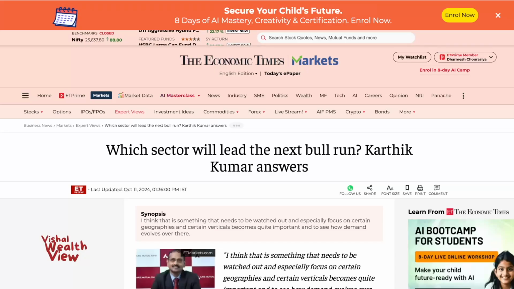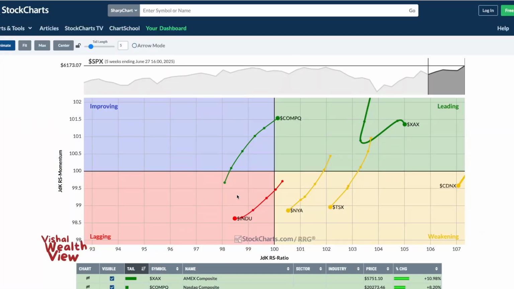In today's episode, we are going to take a look at the relative rotation graph and how to use it to understand which sector will be the next bull run. And we'll see how RRG has been performing for Indian stocks in the last 1 year. So without wasting much time, let's start this episode.